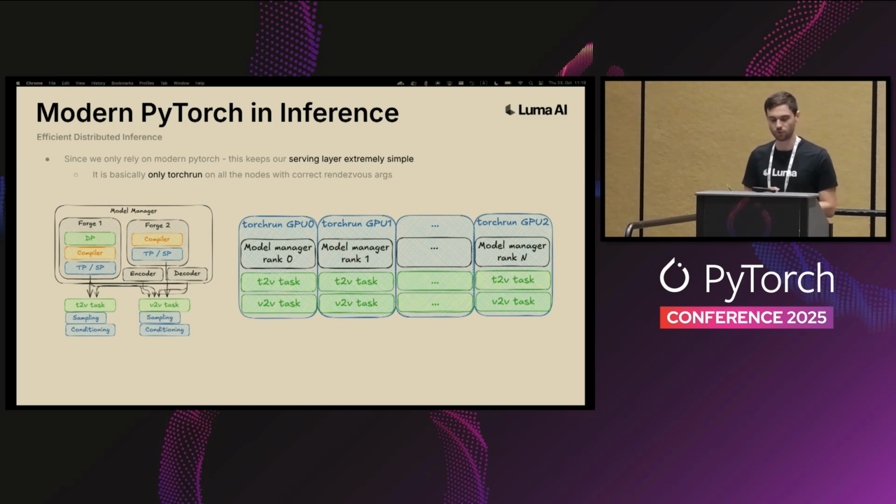And since we rely only on modern PyTorch, that keeps our serving layer currently extremely simple. It's basically only spawning a bunch of Torch run workers on all of the different nodes, making sure that the rendezvous happens, and then everything else is just running our Torch compiled models with whatever tasks that we have configured.